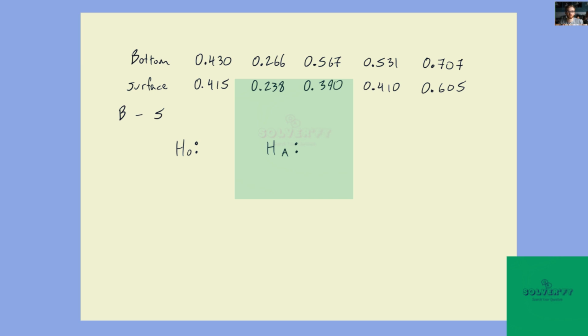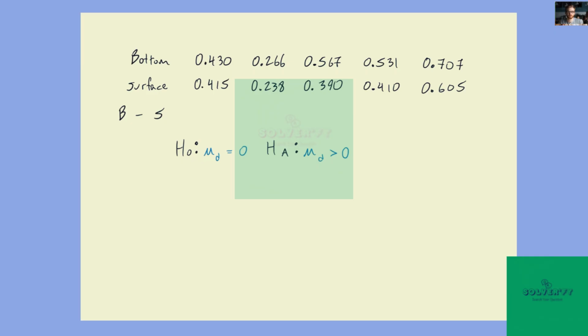And here what we would do is want to know if our mean difference would be greater than 0 to show that the average concentration in the bottom water exceeds that of the surface water. So that means that our null hypothesis would be that the mean difference would be equal to 0, and our alternative would be that the mean difference is greater than 0 to show that it is exceeding the surface water.